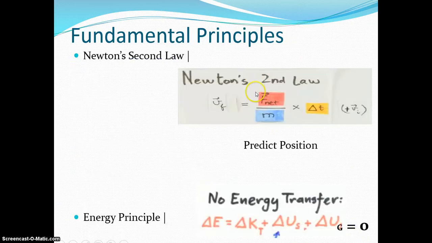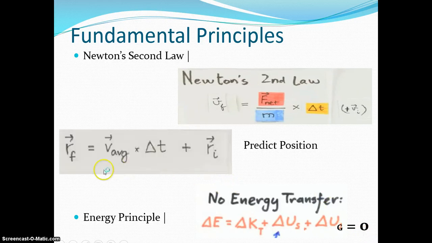So again, the fundamental physics principles, you have Newton's second law, which, just like all the other videos, says that the final velocity is equal to net force divided by the mass times delta t plus the initial velocity. And then you have the energy principle, which basically states that the change in energy, or the total of all energy transfers, will be equal to the change in the total kinetic energy, and then in our case, plus the change in the potential spring energy, plus the change in potential gravitational energy. And all of this is going to be equal to 0, because for the system that we chose, there are no surroundings.